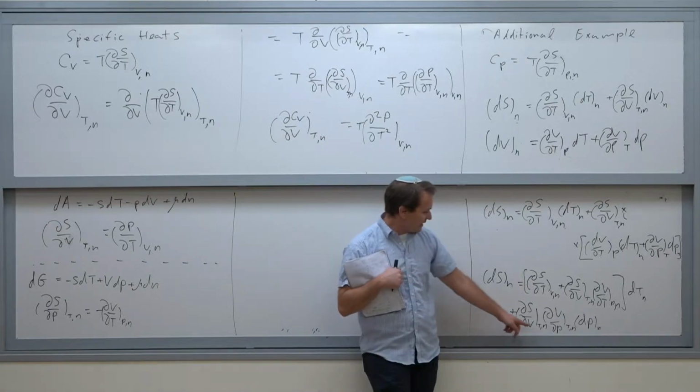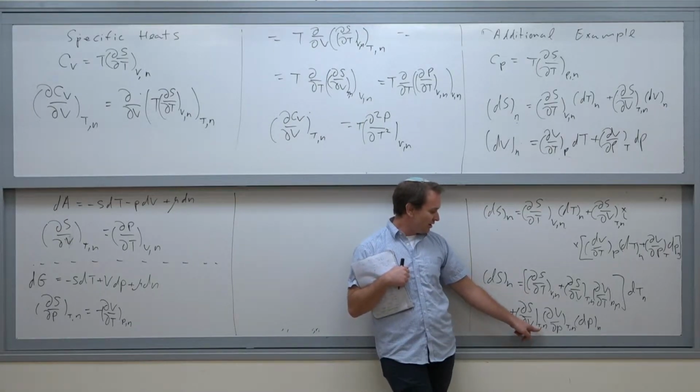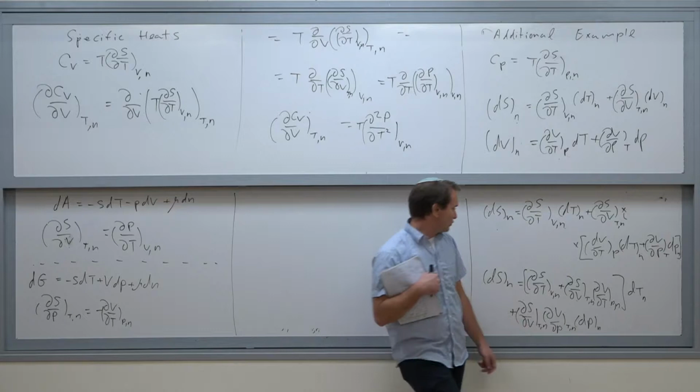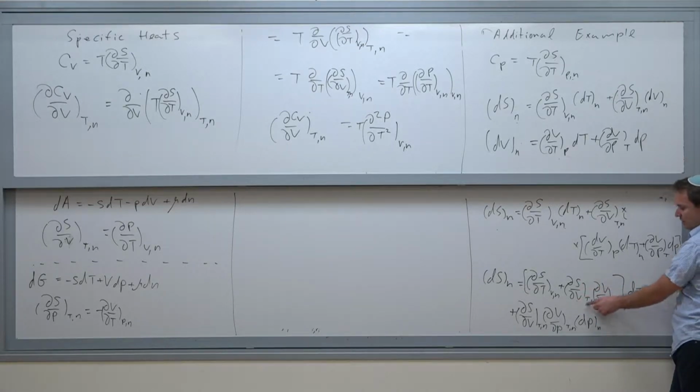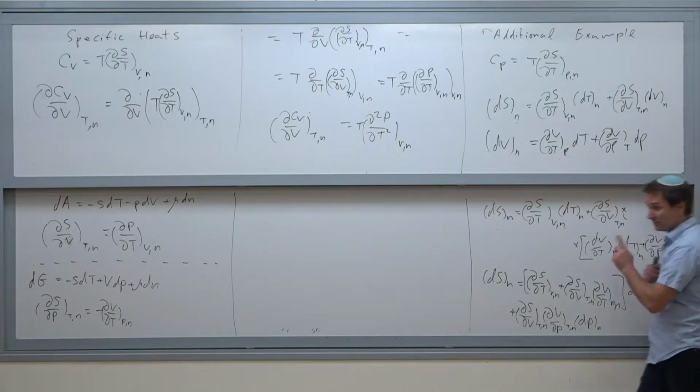But we can perform this substitution only if it's the same variable, right? So for example, here we are not allowed to do this because it's ds dv, dv dt. Here the constant variables are t and n, and here the constant variables are p and n. So they're different.